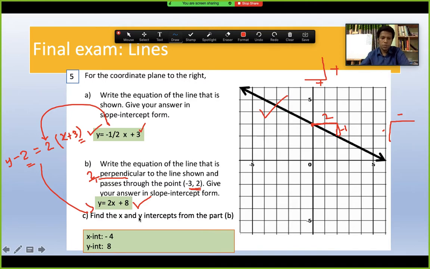Now, next question is find the x and y intercept from part B. So to find out the y-intercept, you put x equal to 0. Then y-intercept is 8. To find out the x-intercept, if you put y equal to 0, then 8 goes to the other side, which becomes minus 8. Minus 8 divided by 2 means minus 4. So this is how we get both of the answers. Rule is to find the x-intercept, put y equal to 0 and do calculation. To get the y-intercept, put x equal to 0 and do some calculation. Okay, that's the rule.